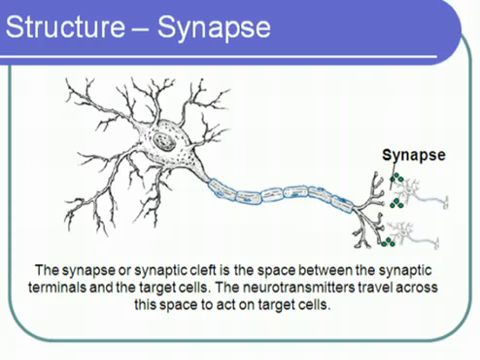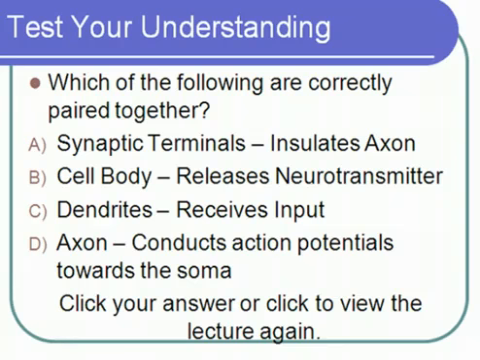The neurotransmitters, after being released by the synaptic terminals, must travel across this synaptic space in order to act on target cells. That ends our lecture on the structure of the neuron.